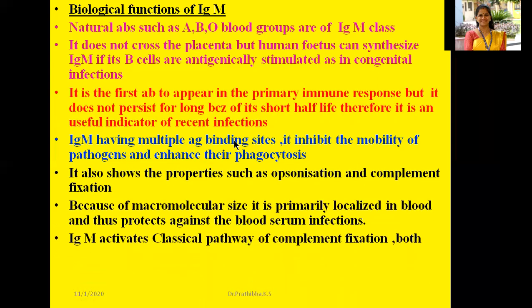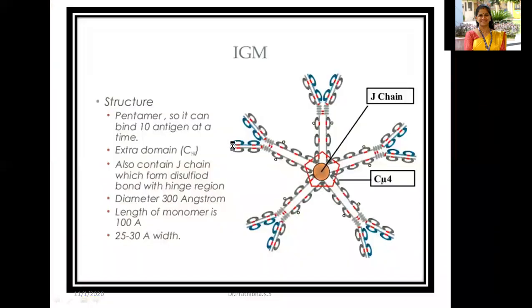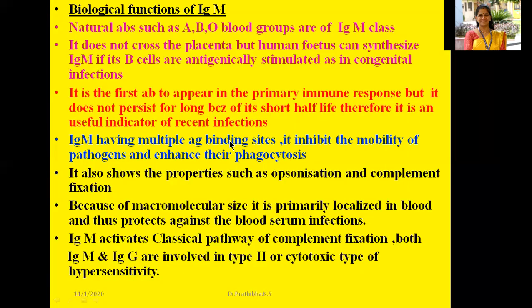IgM has multiple antigen binding sites, right? Why do we have multiple antigen binding sites? Because this IgM is made up of 5 immunoglobulins, so they have 10 fragment antigen binding sites. It inhibits the mobility of pathogens and enhances phagocytosis. It also shows properties such as opsonization and complement fixation. Okay, because of its macromolecular size, it is primarily localized in the blood and thus protects against blood serum infections.